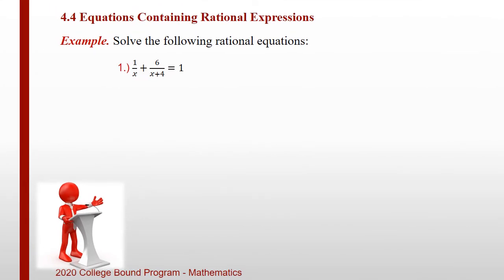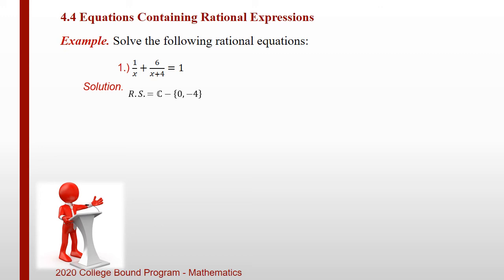Let us try to solve the first rational equation given by 1 over x plus 6 over x plus 4 equals 1. Because of the terms in the denominator with the variable x, the rational expressions in the left-hand side are undefined for some values of x. Thus, our first step is to define the replacement set. For this equation, the replacement set is given by the following.